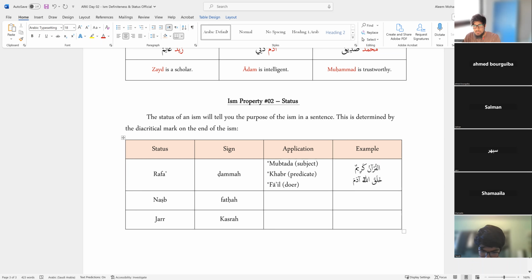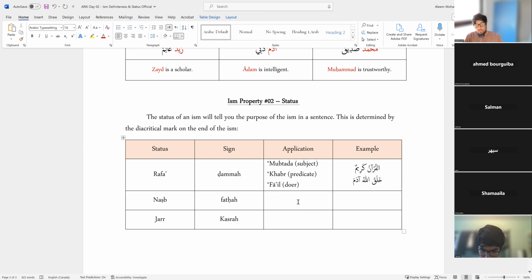Yeah, good stuff. It's going to be your fa'il, which is our doer. So as we said, the doer is the word that comes after the verb and it bears a dhamma. Therefore, your doer is always going to be in a state of rafa, right? Dhamma, rafa. Got to marry them together.